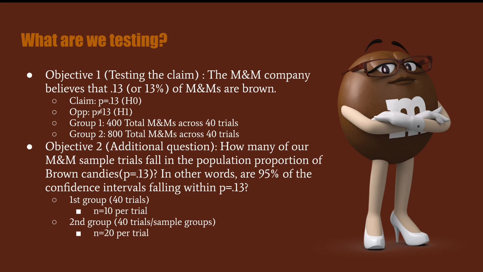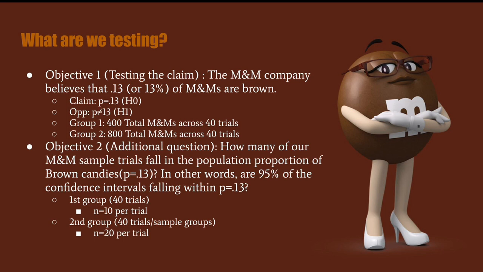So today I'll be testing for two different things. The first is I'll be testing for the claim that the M&M company has, that 0.13 or 13% of M&Ms are brown. The claim will be p equals 0.13, which also happens to be our null hypothesis, and our opposition will be p does not equal 0.13, which happens to be our alternative.